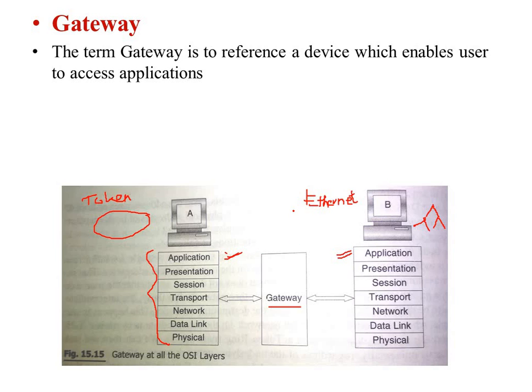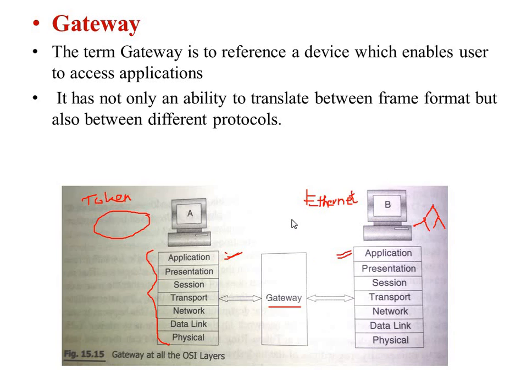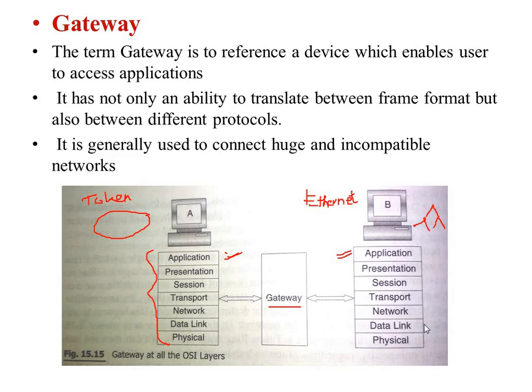Whatever may be the device, applications like email, applications like browsers, these applications are utilized here in this application layer. These applications are able to communicate with each other, and this gateway will enable you to communicate with each other. It has the ability to translate not only between the frame formats, but also between the different protocols. So this is very important. The frame format for this one is different, and the frame format for this one is different, but still they are able to communicate with each other.